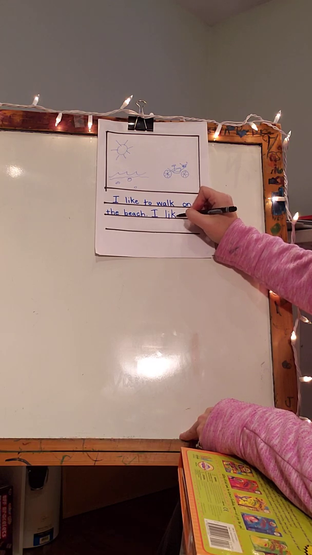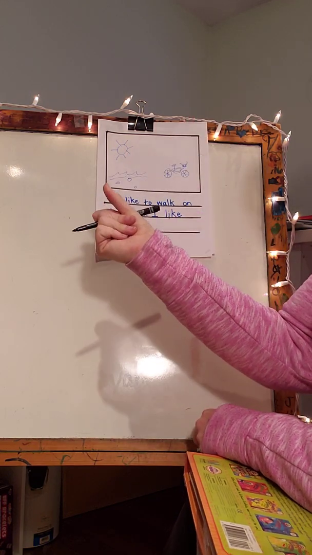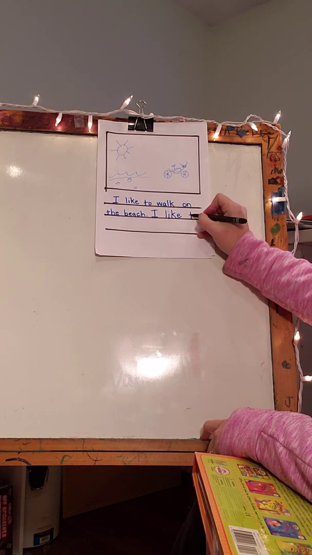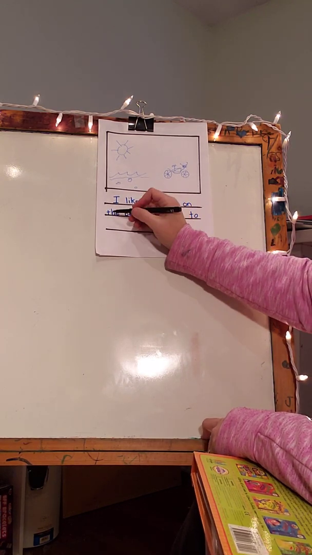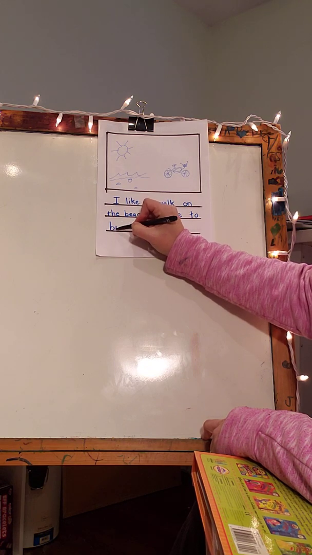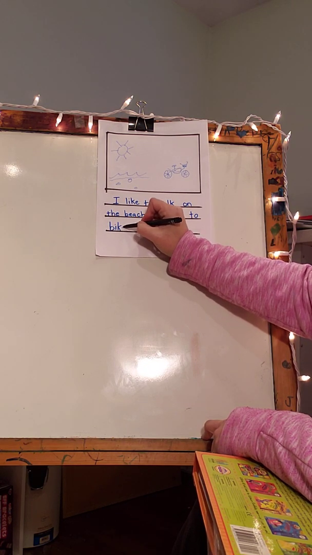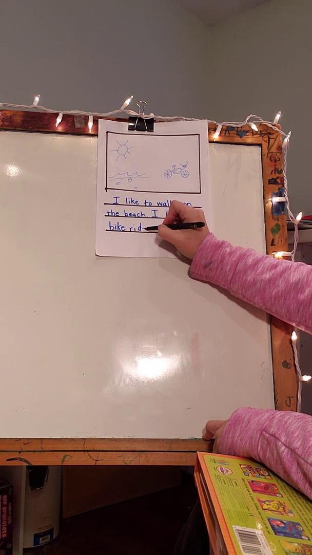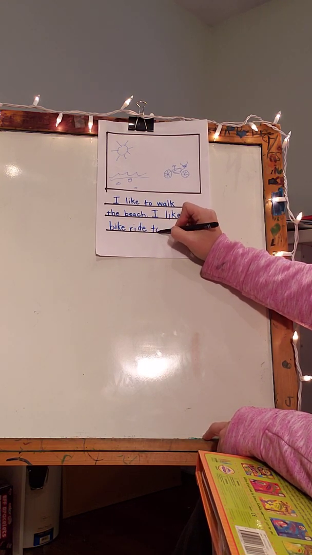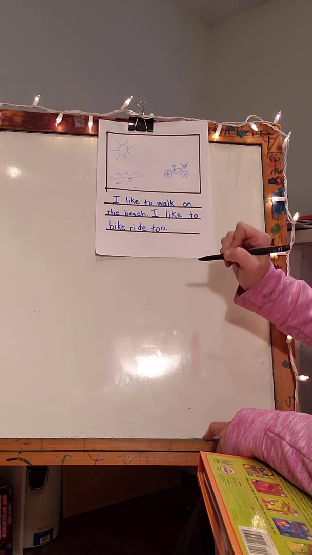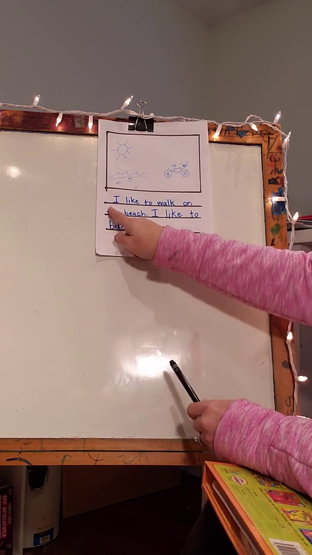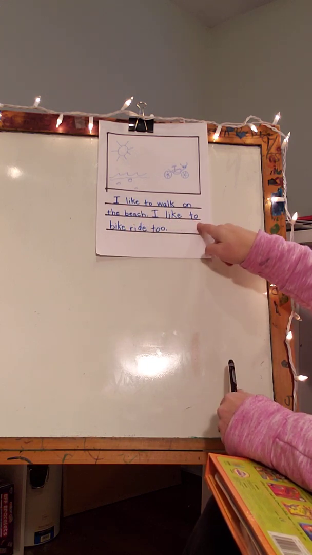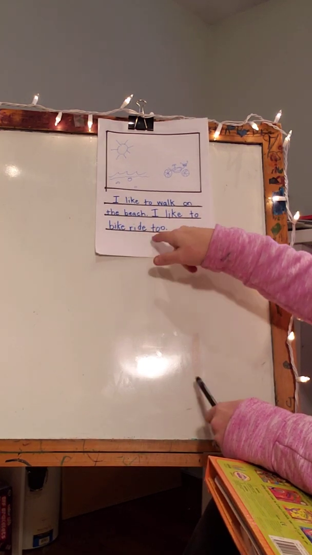I like, that's a snap word. So I know that one in a snap. I like to bike ride too. I like to walk on the beach. I like to bike ride too.